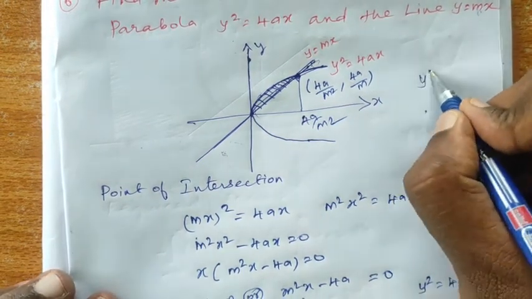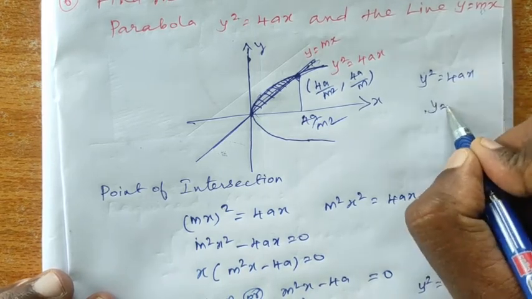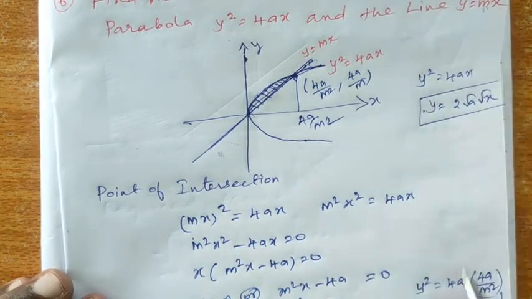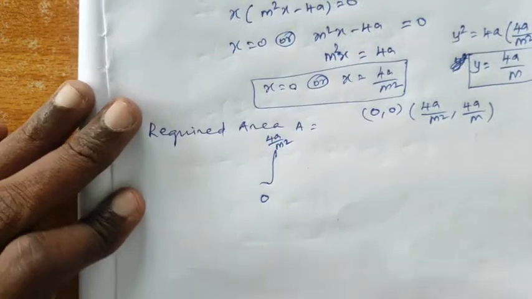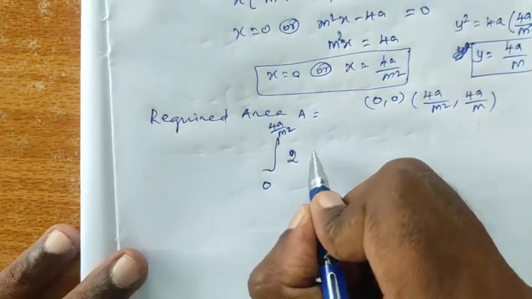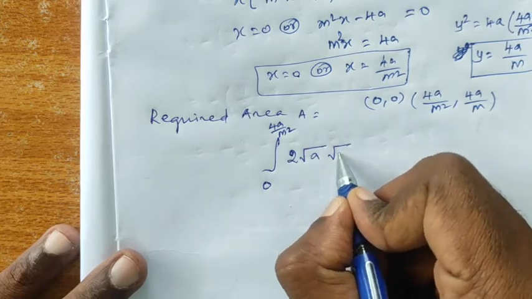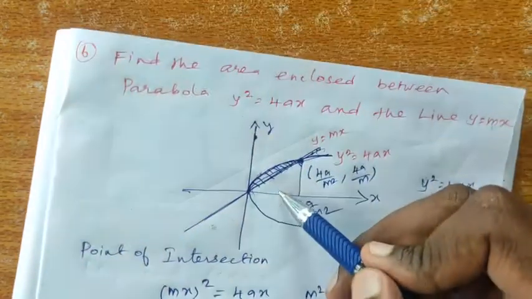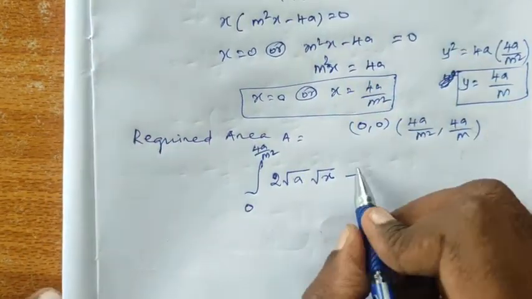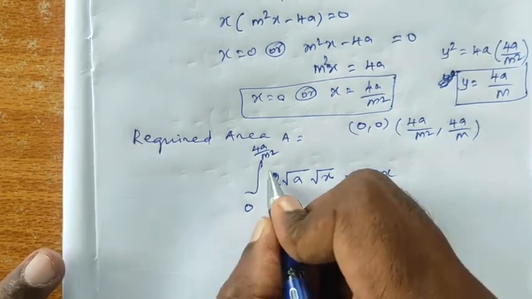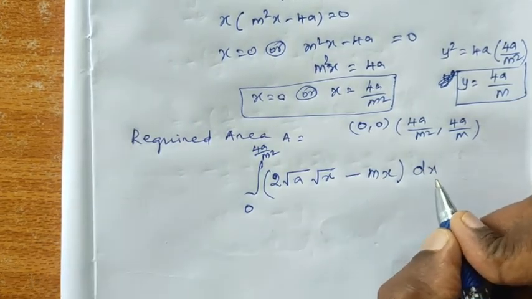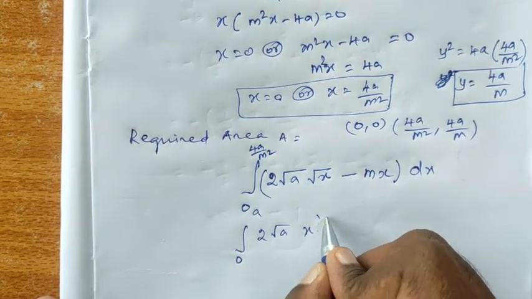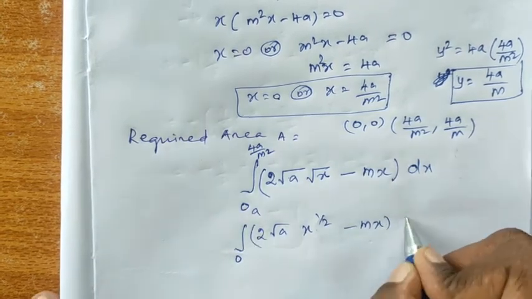For the parabola y square equal to 4ax, y equal to plus or minus 2 root a root x; minus is invalid here. So y equal to 2 root a root x. So we can substitute here: 2 root a root x minus, that is the parabola minus the line in the required shaded region. The line is y equal to mx, so minus mx dx. So integration 0 to 4a by m square of (2 root a x power 1 by 2 minus mx) dx.